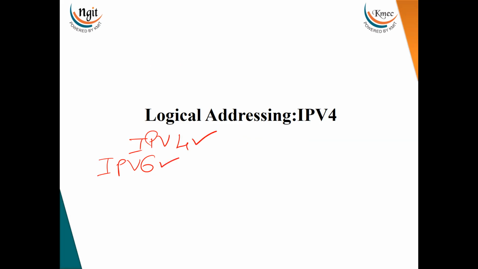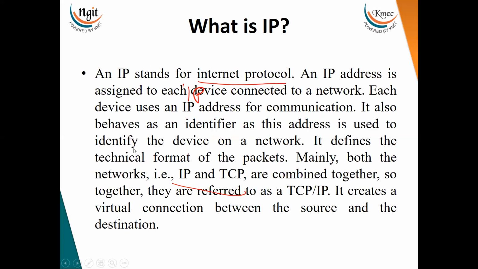First, we have to understand what is meant by IP. IP means Internet Protocol. This is an IP address which is assigned to a device connected to a network. Whenever you want to see the IP address, you can simply type the command in the command prompt, then you can see the IP address. For communication, you are going to use this IP address.